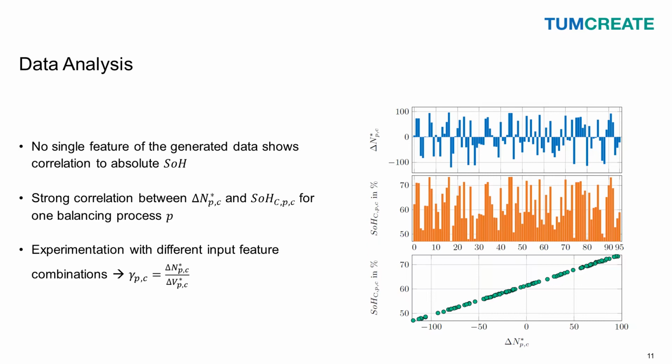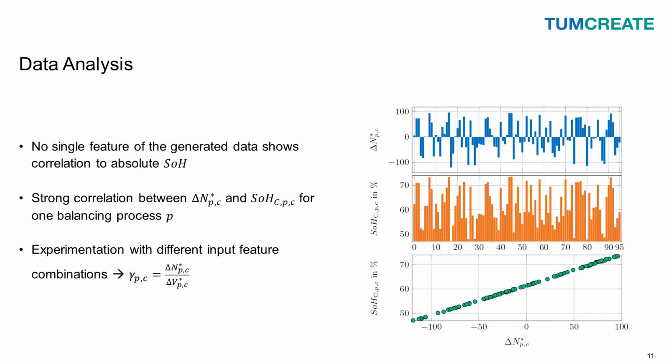But what we found is very interesting. We found a strong correlation between delta N and the SOH for each balancing process. What is delta N? You can imagine that in balancing, there's not one balancing step which immediately equalizes all battery cells. You take a tiny bit of charge from one cell with a higher SOC and bring it to a cell with a lower SOC. Once you've done that, you check again and determine the next step. You do hundreds of these steps to converge to an equilibrium.